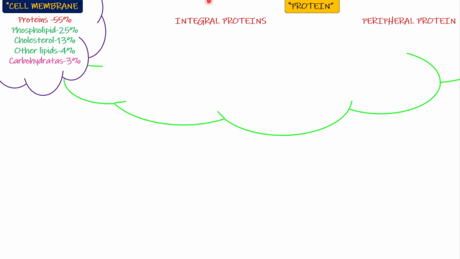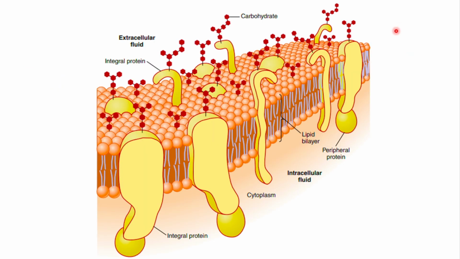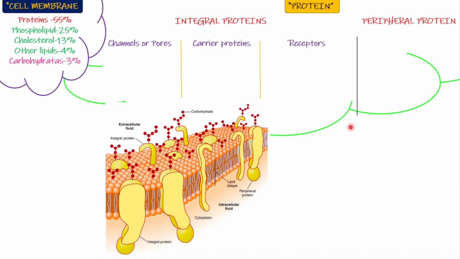Now, proteins, there are two types of proteins: integral proteins and peripheral proteins. As previously discussed, these through and through running proteins are the integral proteins, and on the inside of these integral proteins, there are the peripheral proteins. Okay? Now, integral proteins. What is the function of these integral proteins? Integral proteins can act as channels or pores, they can act as carrier proteins, and they can act as receptors.